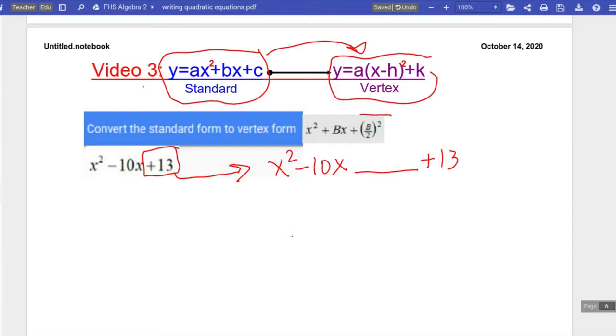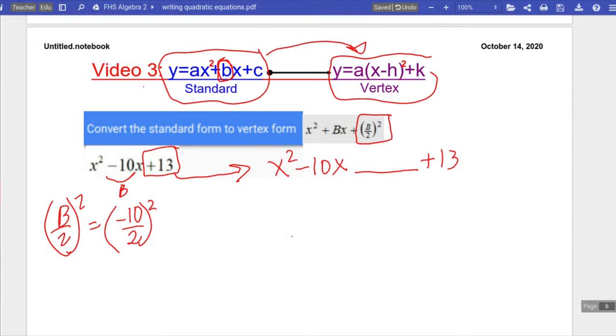Now, what you're going to replace it with is this formula right here: b divided by 2, in parentheses, squared. The b value is the one in the middle with the x. In that case, the b value is negative 10. The formula says b divided by 2, squared. So b is negative 10, you divide that by 2, and don't forget to square it.